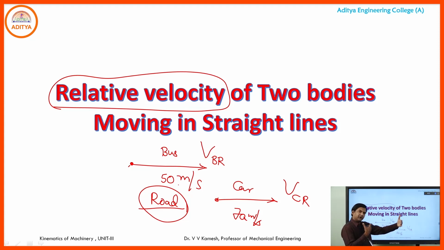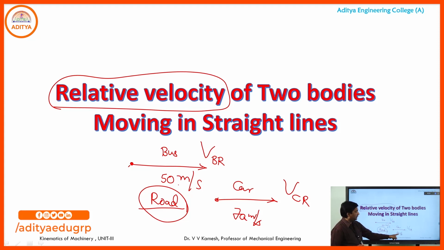That means what is the movement of the bus with reference to the car? It is negative. If it is positive, it is going ahead. If it is negative, it is coming back. That's why the relative velocity of the bus with reference to the car will be VBR minus VCR. Then it will be 50 minus 70. Then it is minus 20 meters per second.